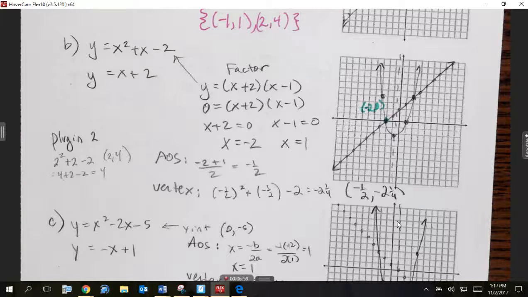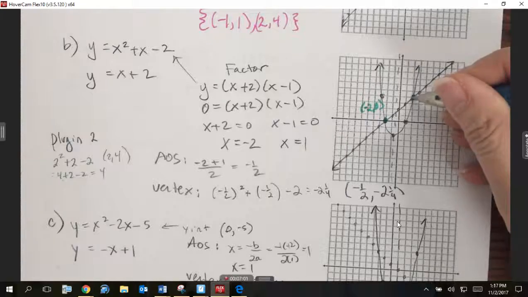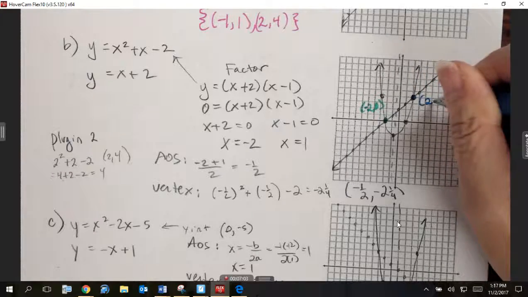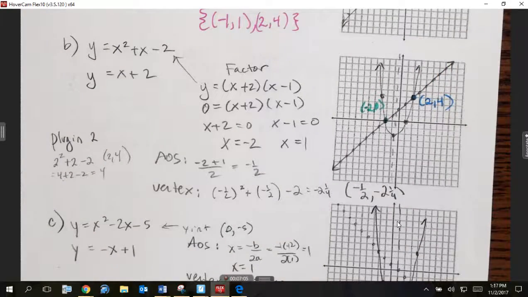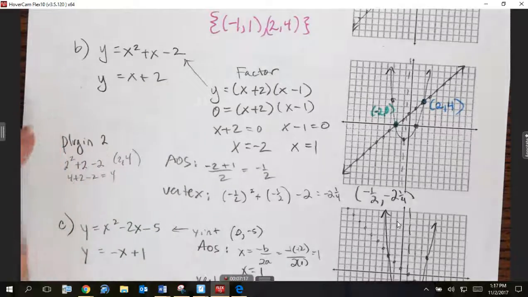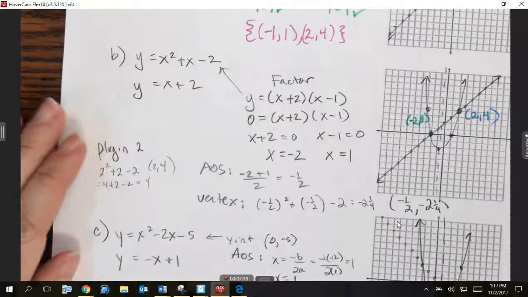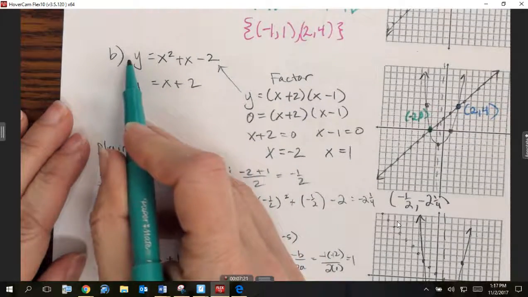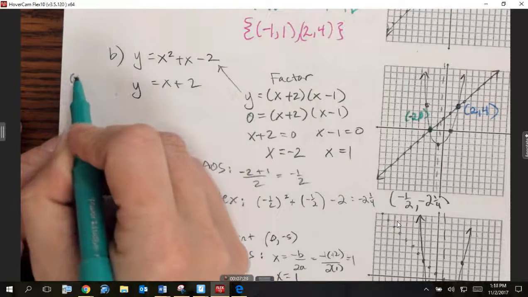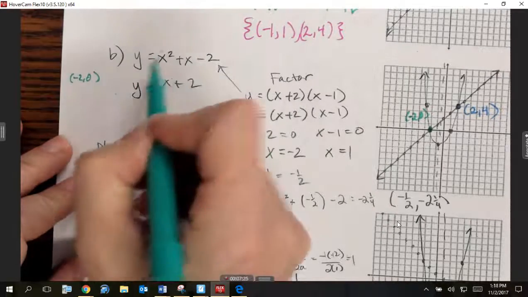Two, four. How do I know for sure? We have to check it. So let's check -2, 0 in both equations. I really don't have a ton of room here, so it's going to be squeezed in over here. I'm going to use -2, 0 first. I'm going to check it in both equations.